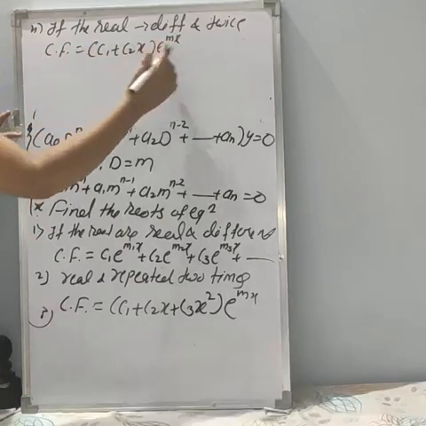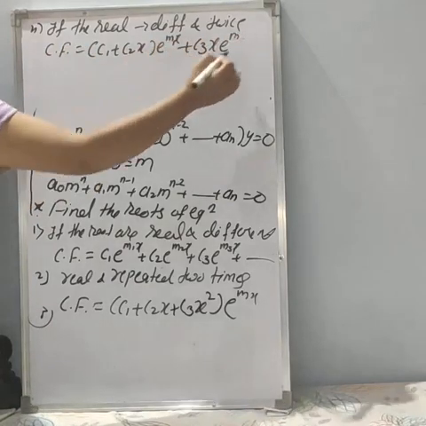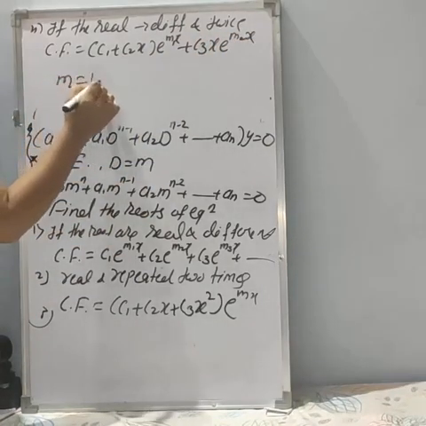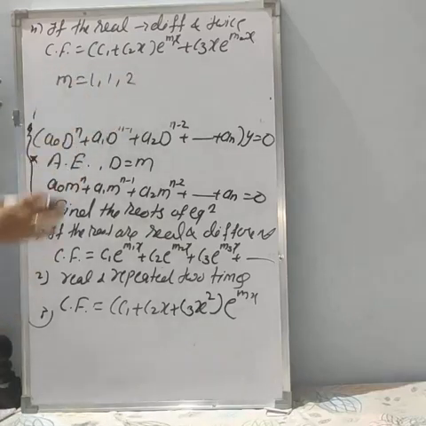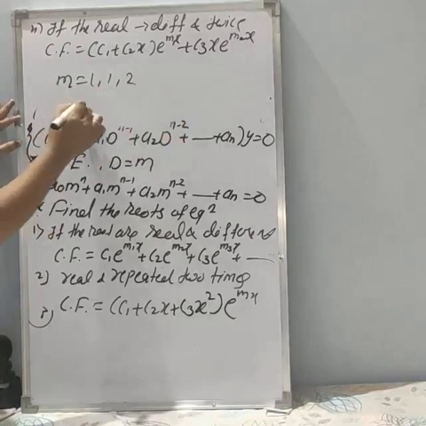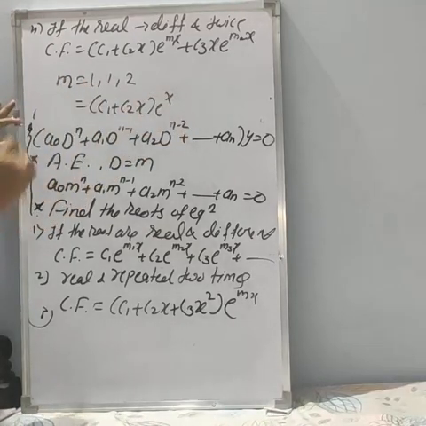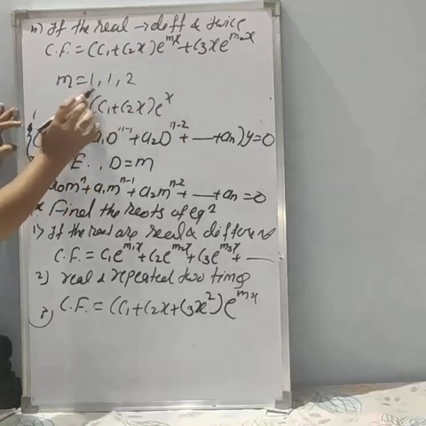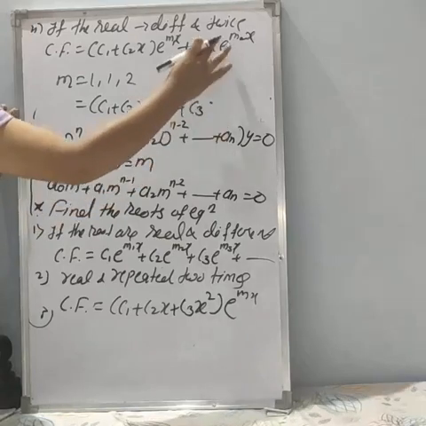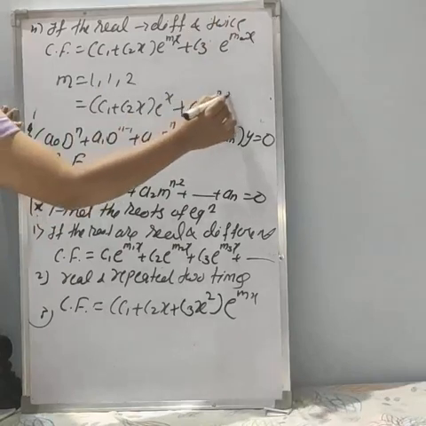This is for repeated roots: c1 plus c2x, e to the power of m1x, plus c3 e to the power of m2x. For example, if the roots are m equal to 1, 1, 2, these 3 roots are there, but here 1 and 1 are repeated 2 times and 2 is different. So how we will write it is c1 plus c2x, e to the power of x, that is m1x. m1 is 1, so 1 into x, plus c3, this is not x, c3 e to the power of m2x, c3 e to the power of 2x.